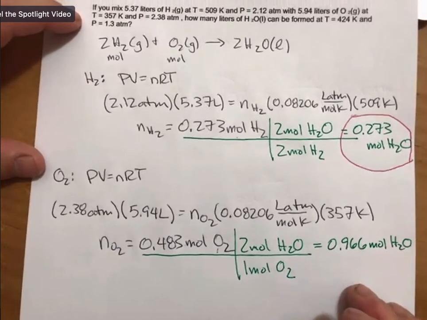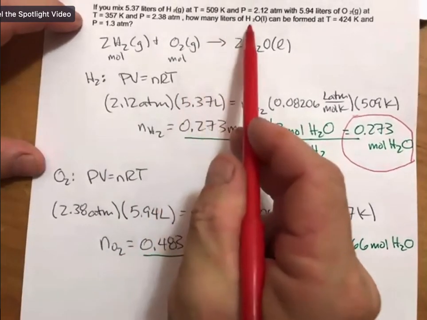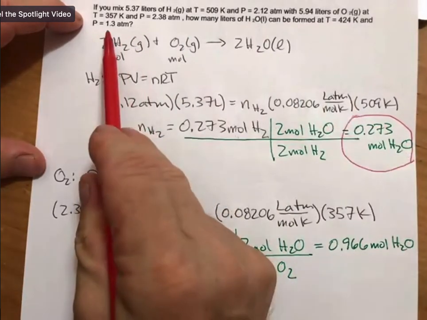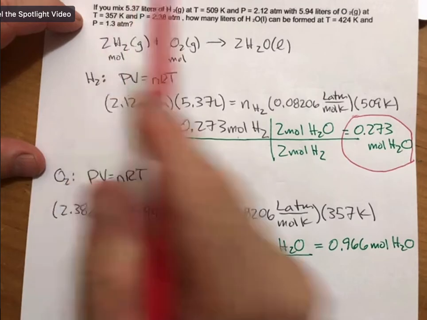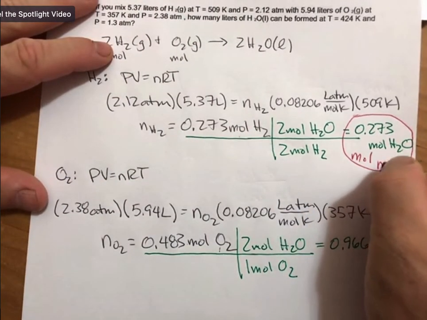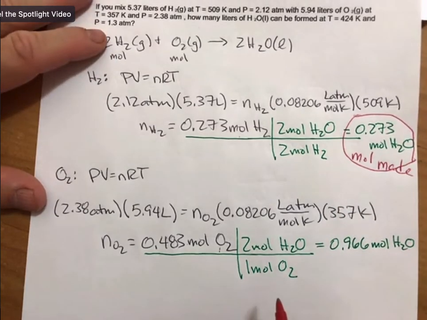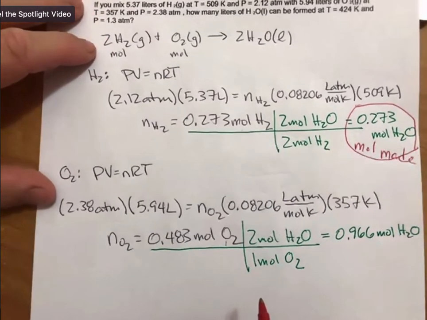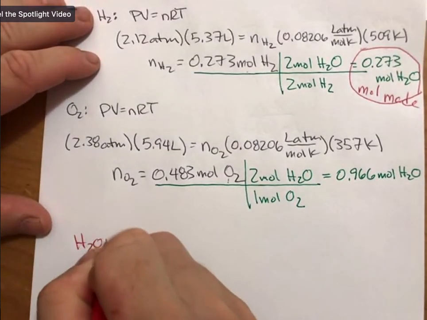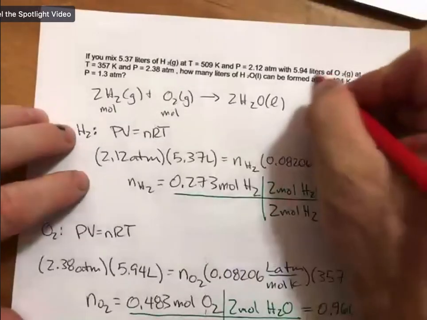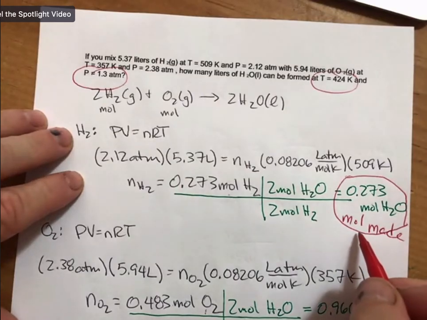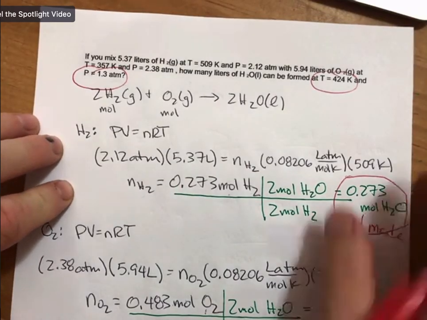Let's come back to the problem statement. It says how many liters of H2O liquid can be formed at 424 Kelvin and 1.3 atmospheres. So these are the moles made because it's the smaller amount. Now I have to do another ideal gas law, this time for H2O. And again, I know my temperature and my pressure, and I know my moles. The only thing I don't know is my volume, which is what we're asking for.